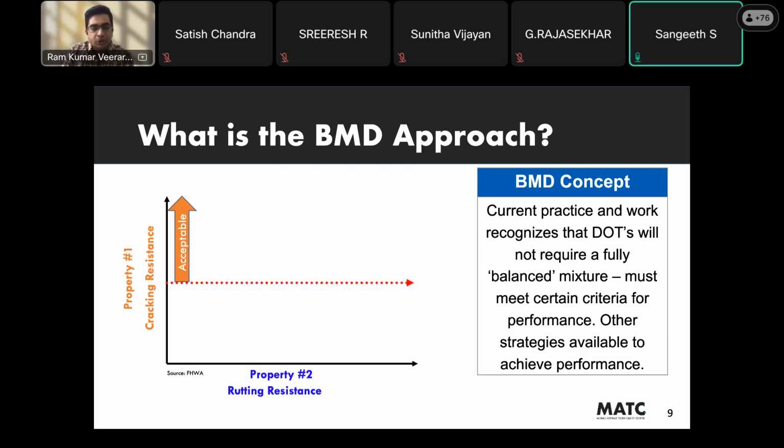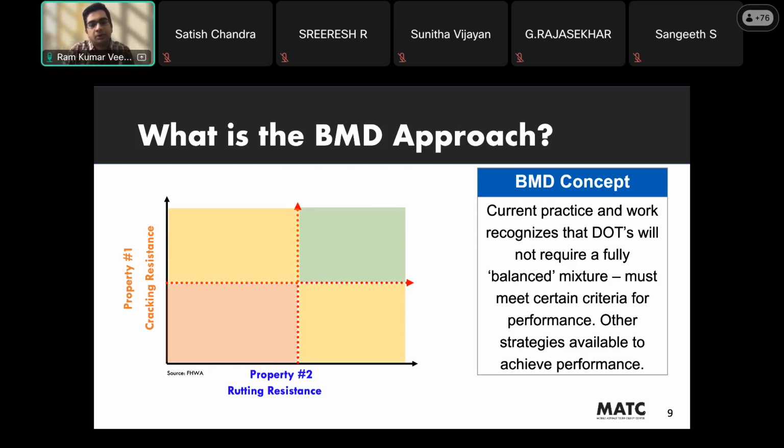So the goal here is to ensure that for each of these cracking and rutting tests, you have a set criteria based on your past experience. You would develop a set criteria, so that each of these mixtures should meet a minimum requirement of cracking and rutting performance. So it's like a pendulum. You have to balance between both the cracking as well as the rutting aspect.